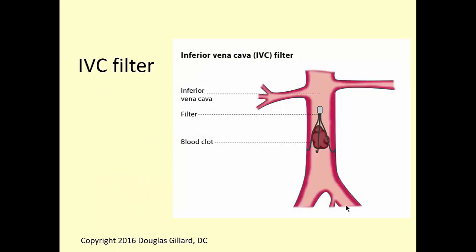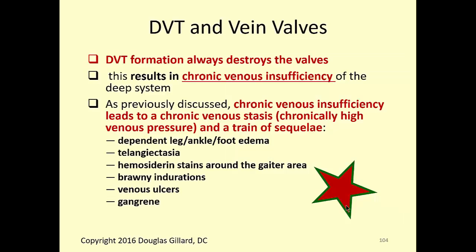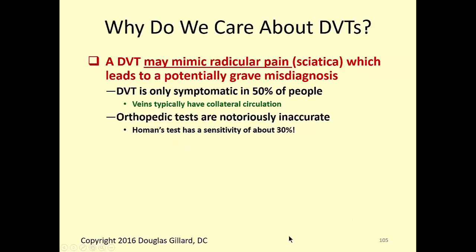There's a cartoon of it. DVT and valves. We talked about this already, didn't we? DVT formation always destroys the valves, which results in chronic venous insufficiency, as previously discussed. Leads to chronic venous stasis, a train of sequelae: dependent leg edema, pitting edema, telangiectasia, hemosiderin stains, the gaiter area, brawny indurations, venous ulcers, gangrene. Nice slide, nice recap slide.